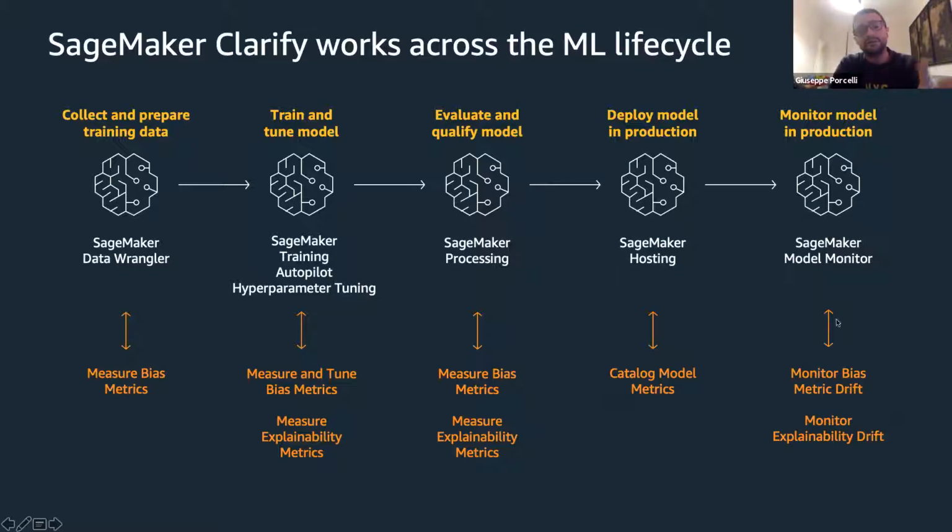And then it's also integrated with SageMaker Model Monitor. SageMaker Model Monitor, for those who do not know, is a service that allows you to monitor the performance of your models when they have been deployed to production, to SageMaker hosting. And we have added capabilities to monitor bias drift and explainability drift to Model Monitor. So you can think of SageMaker Clarify as a service that is split in a number of capabilities that have been added to the various stages of the machine learning process. So that's how it works.